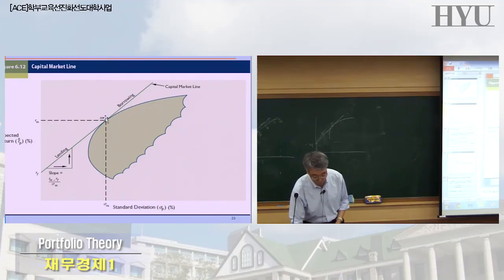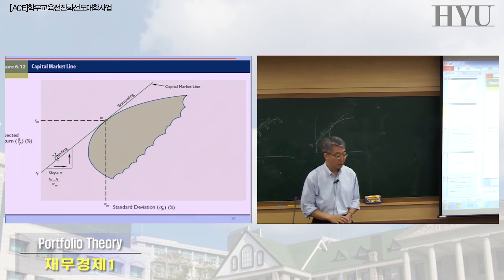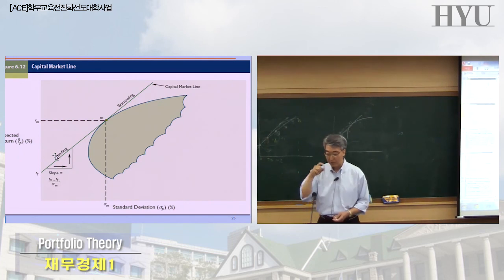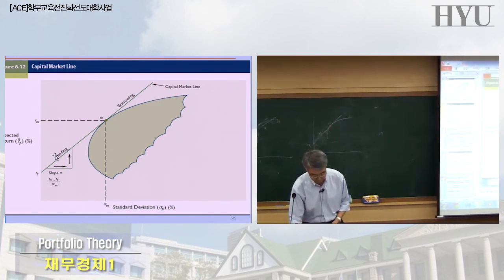So you can choose any combination on this line, the capital market line, right? Make sure you try to understand that, right? Sorry I went a little over today, right? But why don't you read the chapter and see if you can understand the concept. Okay?